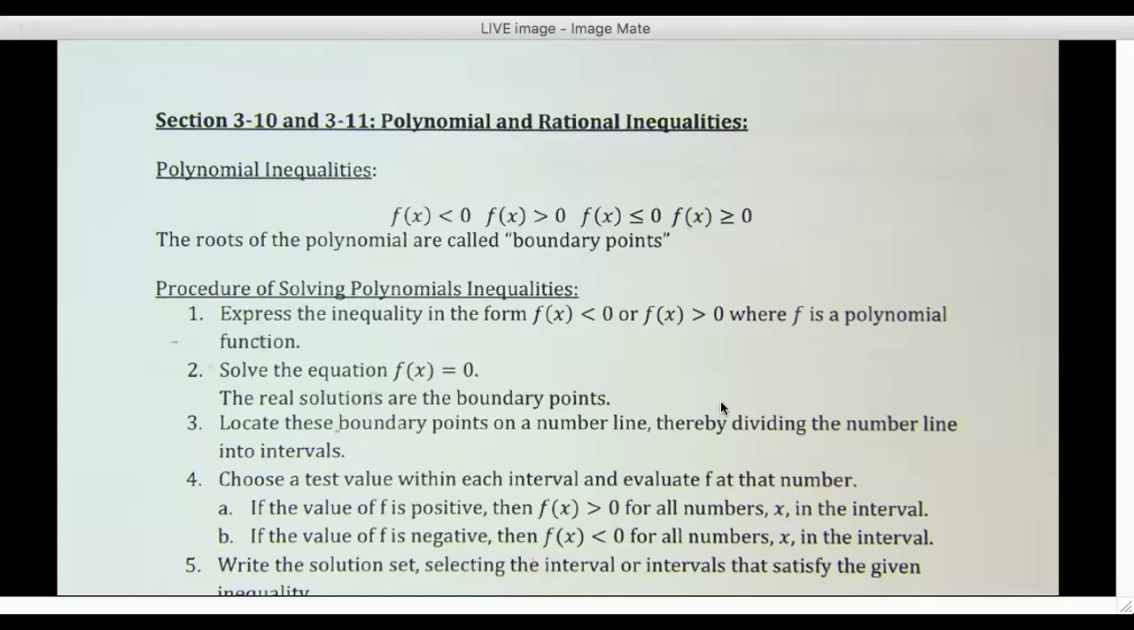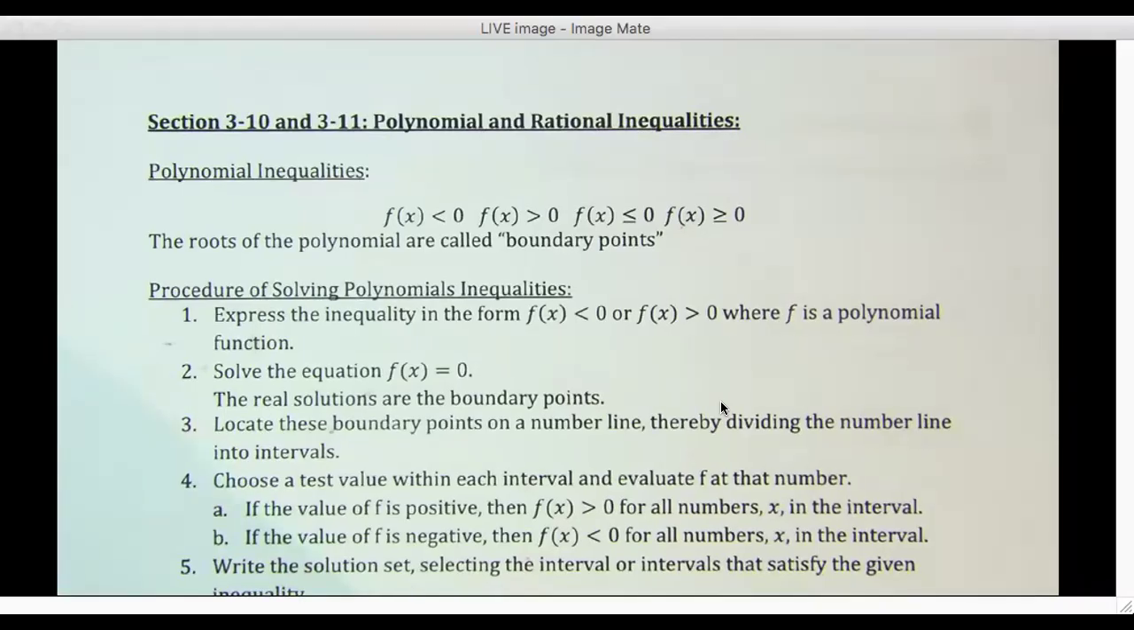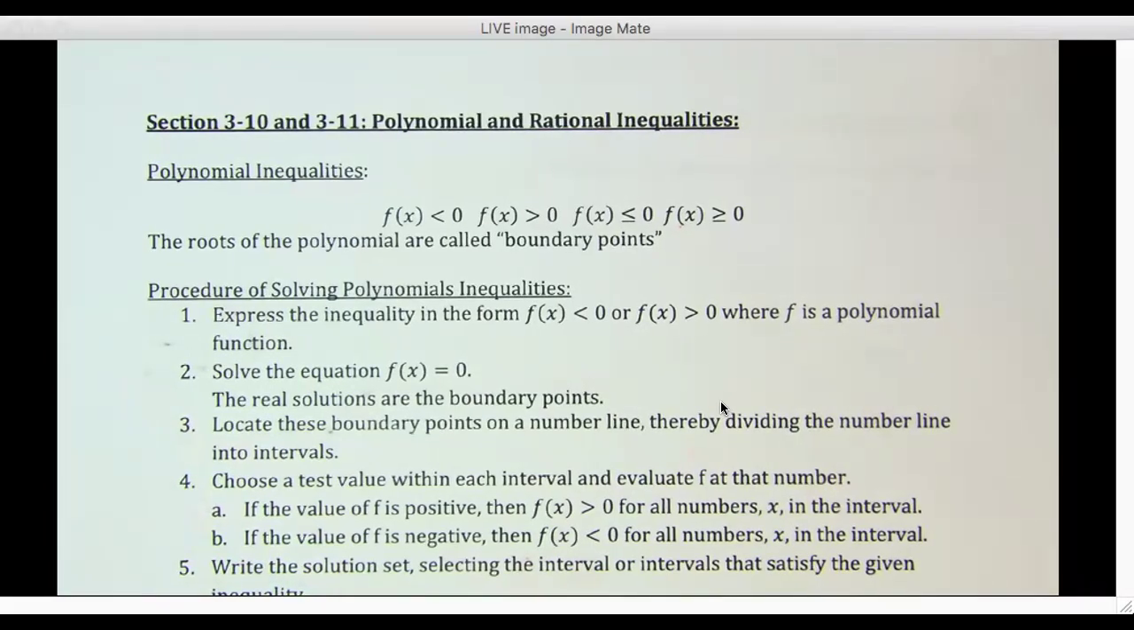All right, so this is section 310 and 311. And in this section, I've kind of combined these two sections together because the approach to these problems is very similar. So we will do an example of polynomial inequalities as well as rational inequalities.